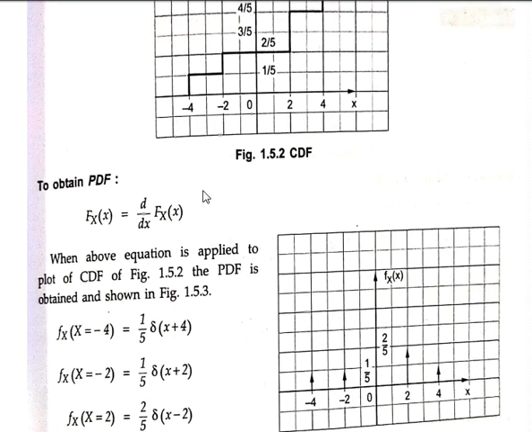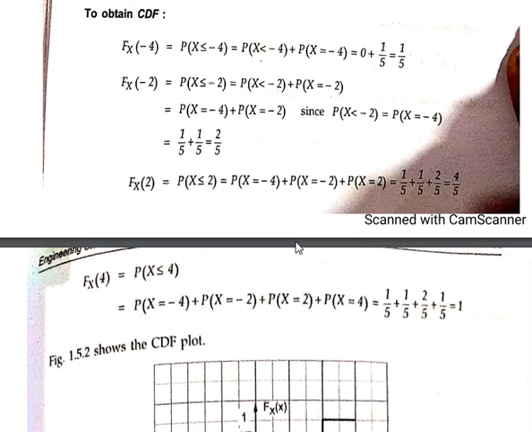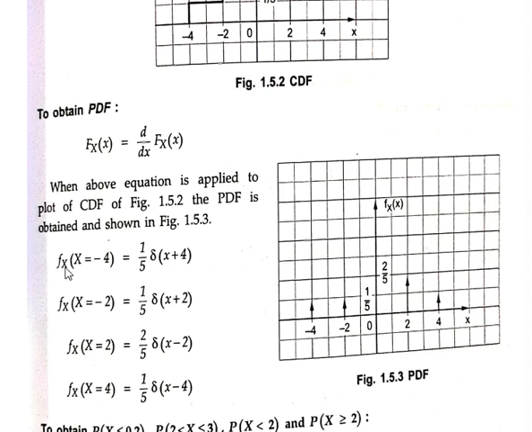And to know this one, even the PDF is asked. As the PDF is asked, the PDF and CDF are related by the equation we know: PDF is equal to the differentiation of CDF. So from that, fx of x at -4 is 1 divided by 5 del of x plus 4. So we can write in this way.